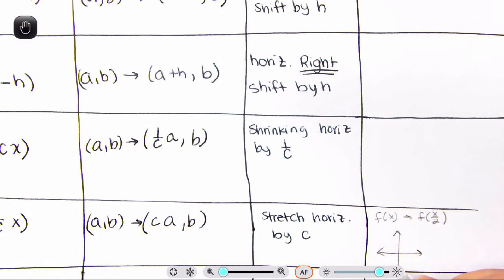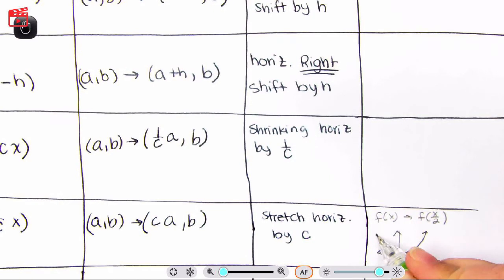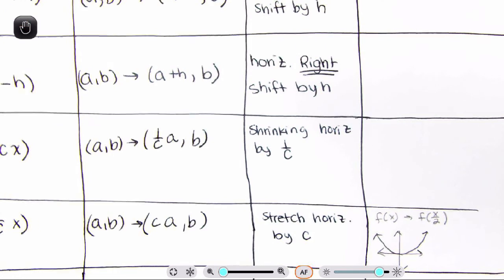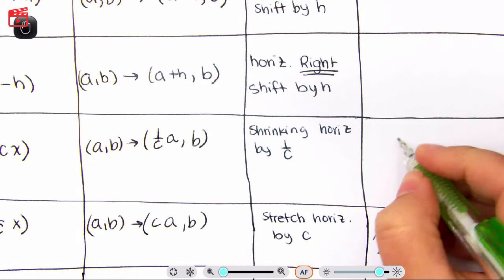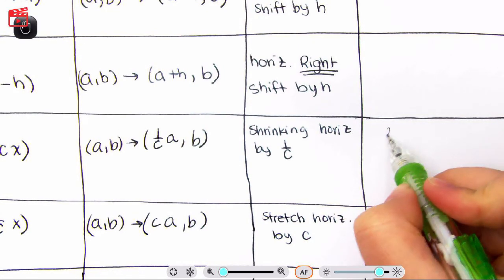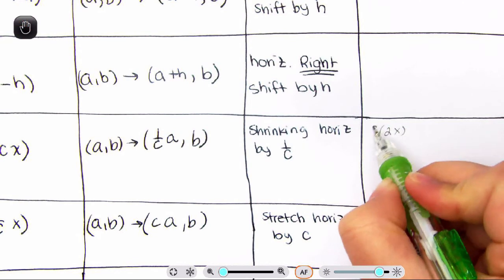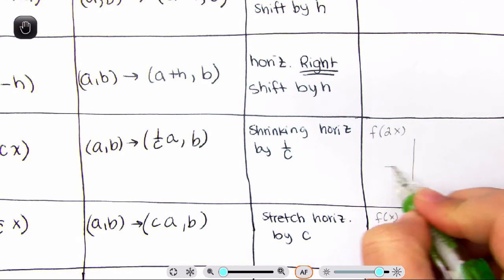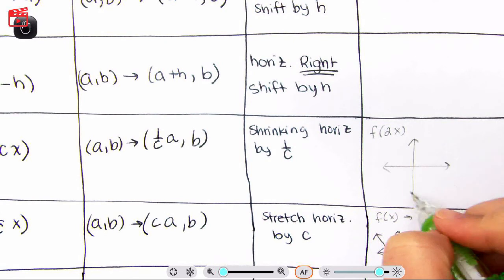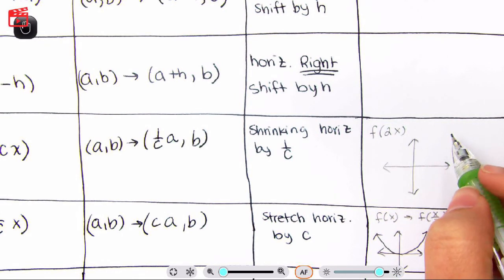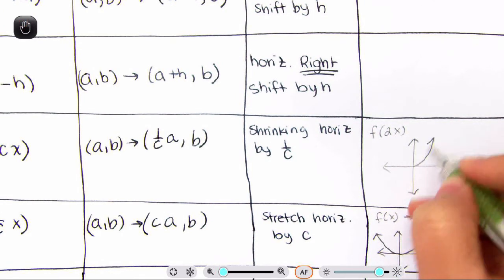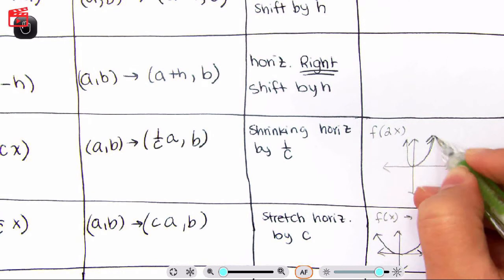We're going to stretch horizontally. So we're just going to make it into a very big bowl. This one here, we're going to shrink. So we're going to multiply. So I have 2x inside of my function. Shrink horizontally, that means it's going to become more narrow. More narrow if we're shrinking.